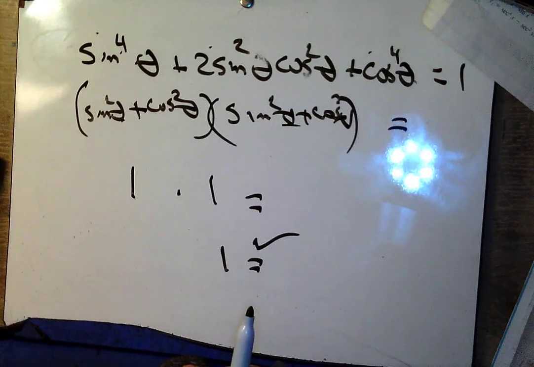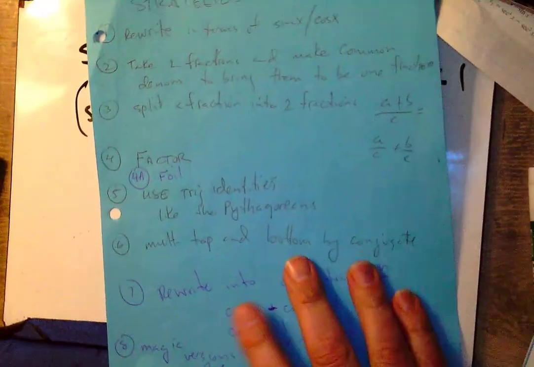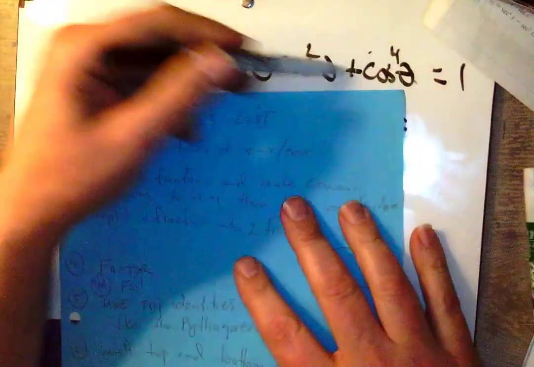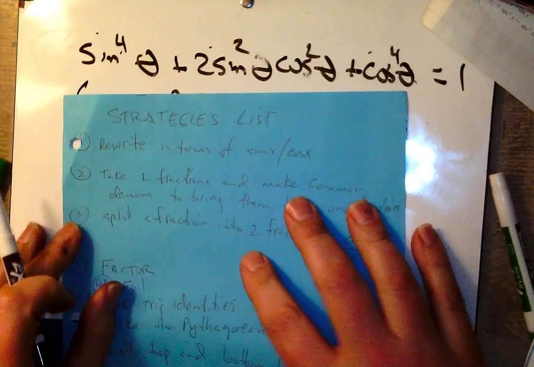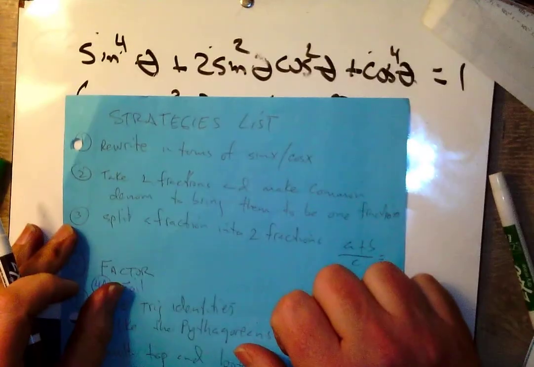Mr. Cook, I just don't know how you are doing that. Well, okay, let's have this conversation. You've got a list of strategies. I think I have my list of strategies right over here. Hold on, I'll get it. Yeah, you've got a list of strategies. And so my recommendation is that if you're stuck here, you start at the top of your strategies list and say, rewrite in terms of sines and cosines. Well, it's already in terms of sines and cosines.